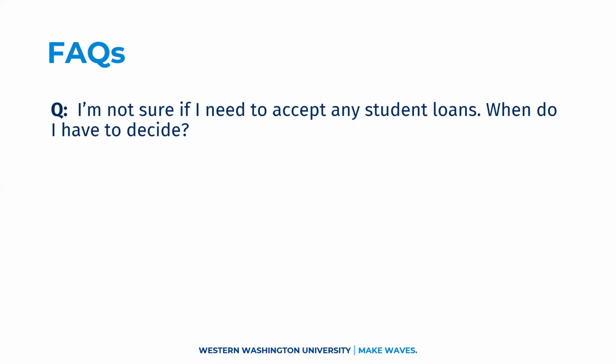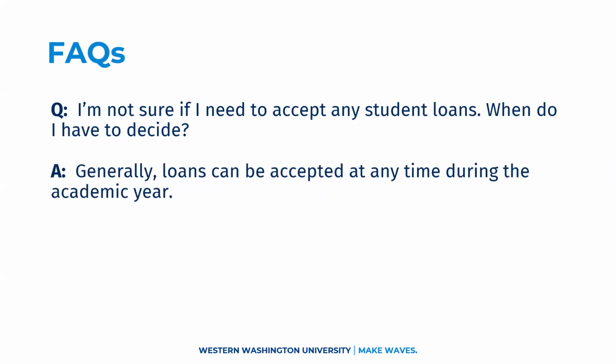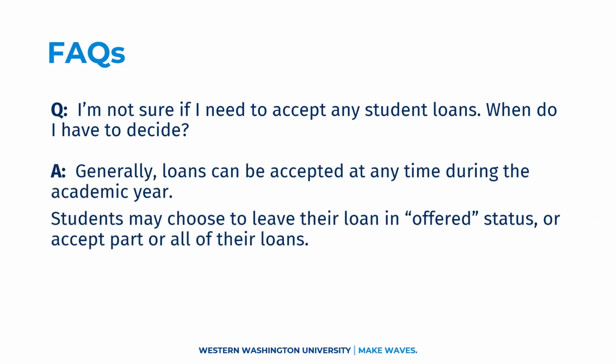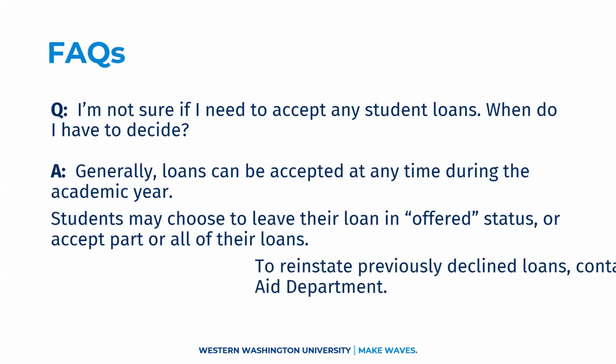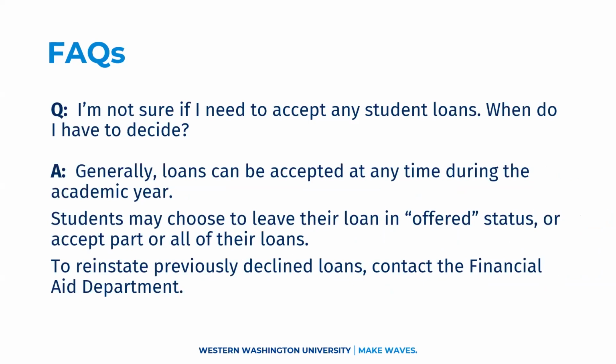All right, next, what if you're not sure if you need to accept student loans, still making that decision and wondering if there's a deadline on when you have to decide? So generally loans can be accepted at any time during the academic year. And sometimes students who aren't sure will just choose to leave their loans as offered, so not accepting or declining them. They'll remain in that offered status in Web for You, and that offers the opportunity, if needed, for students to go in and accept some or all of those loans at a later point.